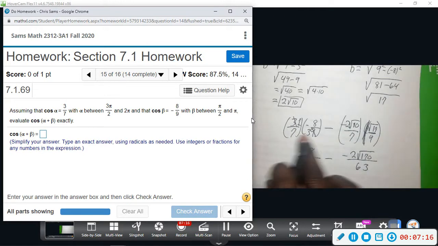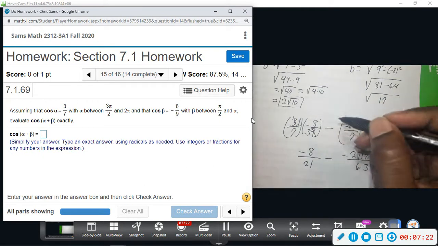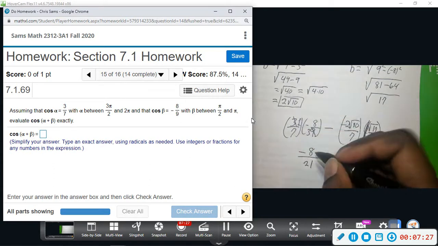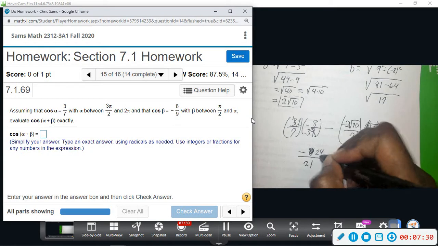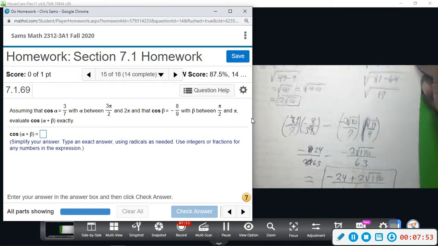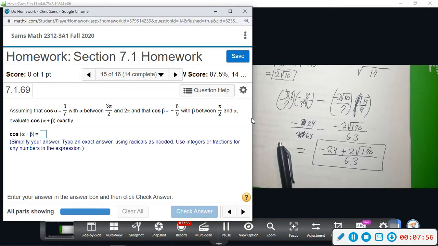And I guess if I'd left it and not reduced, I wouldn't have to get a common denominator and go back. So combining these, let's just go back and say that this is 63 over 21. So let's say 21 and 63. And we'll combine these, so minus and negative will become a positive. So the final answer will be negative 24 plus 2 square root of 170, all divided by 63. Alright. So I tried to reduce, didn't need to. But that should be our exact answer.